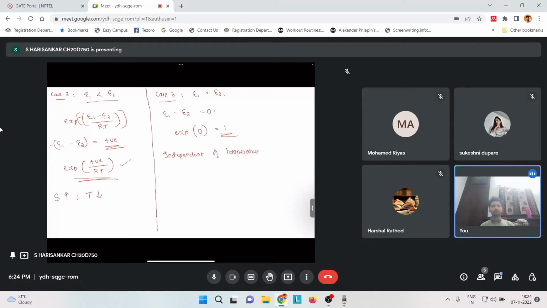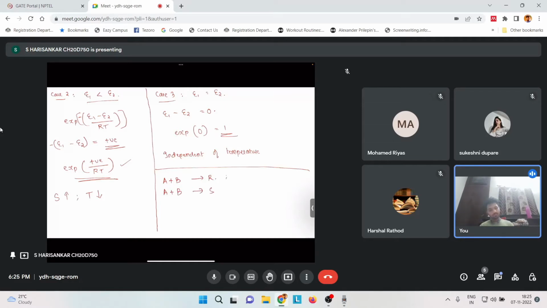Okay, so this is case 3 for this parallel reaction and how we can increase the selectivity, right? We can even apply this for more complex reactions, parallel reactions. So let's say we can have something like A plus B gives R and A plus B gives S.